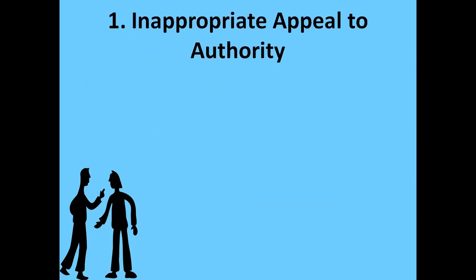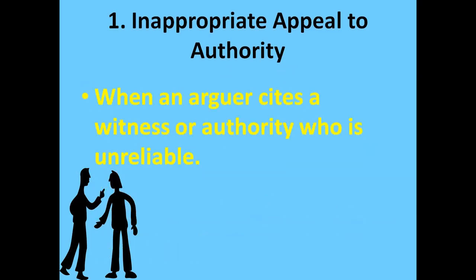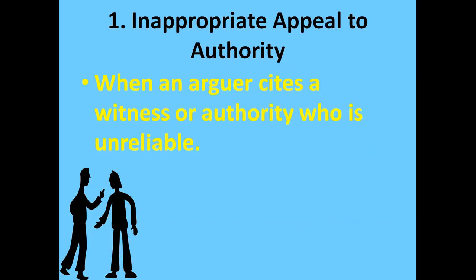First one is inappropriate appeal to authority. When an arguer cites a witness or authority who is unreliable, we will say that this fallacy is inappropriate appeal to authority. The question is how we will decide that the authority or source is unreliable. There are 8 reasons or circumstances which can make a source or authority unreliable. Let's see them one by one.